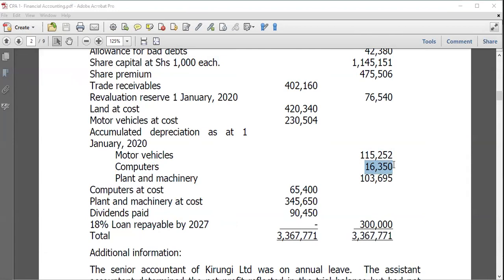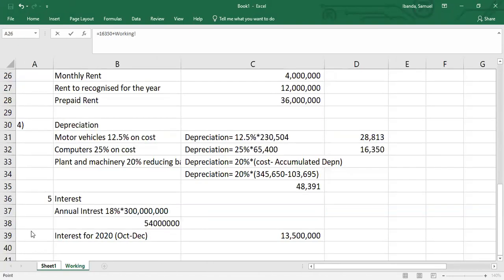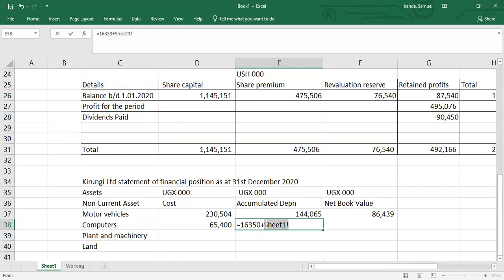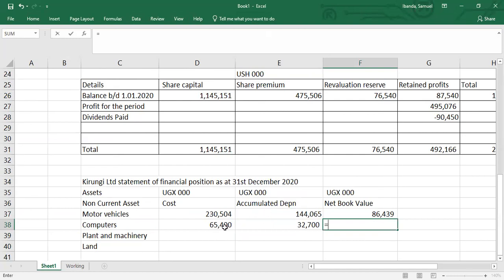16,350, and I'll add the depreciation for there, which was actually the same. It was the same one. It is also 16,350. So I'm still going to add 16,350, which gives me 327. So if I'm to get the difference there, it will be 65 minus 32,700, which gives me 32,700. Okay.